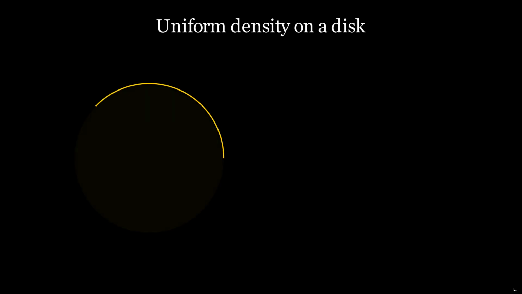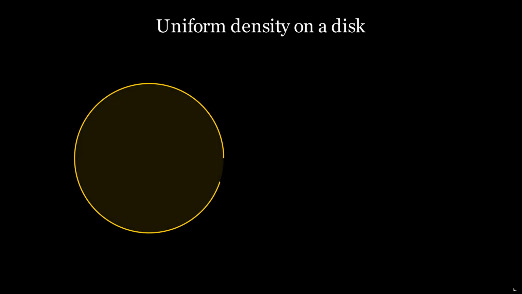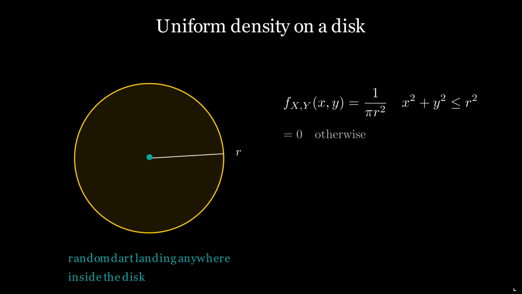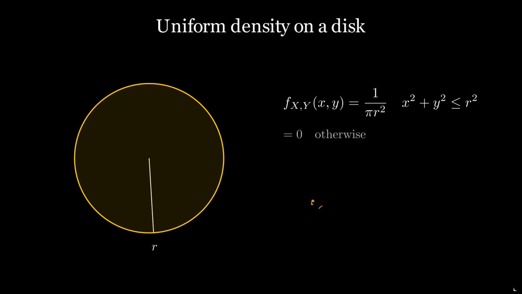Here's a classic setup. X and Y are uniformly distributed over a disk of radius r. The joint density is 1 over pi r squared, everywhere inside x squared plus y squared less than or equal to r squared, and 0 outside. Think of throwing a dart completely at random anywhere inside a circular target of radius r. That's exactly this distribution. The question: what are the marginal densities, f of x and f of y?